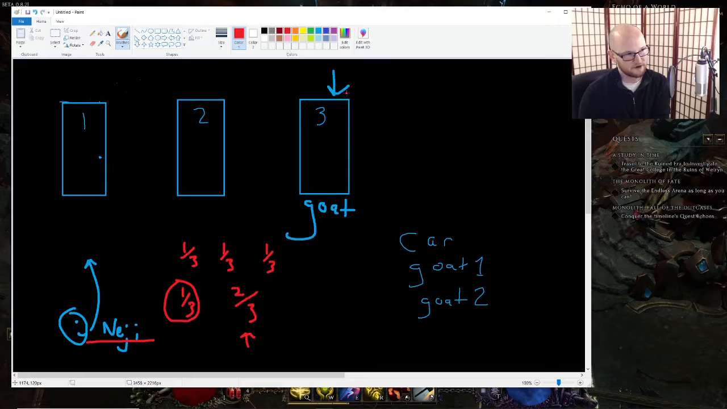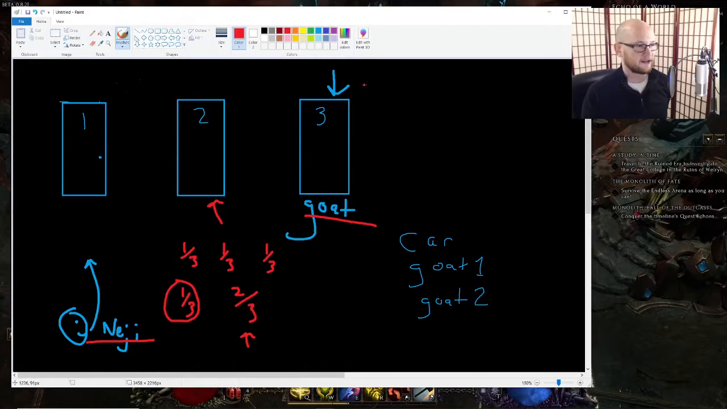And then after the game show host shows the goat in door 3, I think the second door has a 2/3 chance. It's 50-50. It's not 50-50. That's the whole point. Is it 2/3? I'm pretty sure it's 2/3. The whole point of the Monty Hall problem is to demonstrate that it is not 50-50. That's the entire point of the problem.